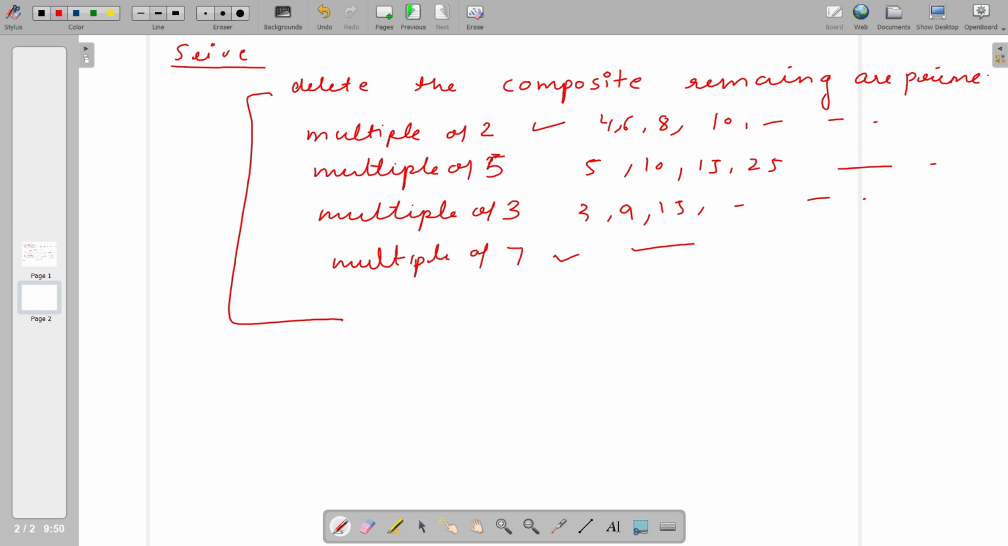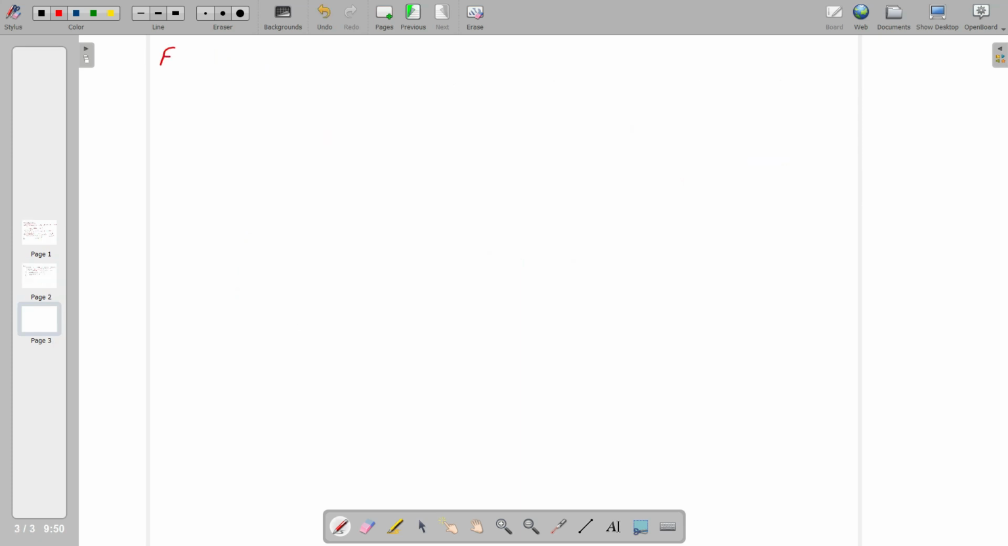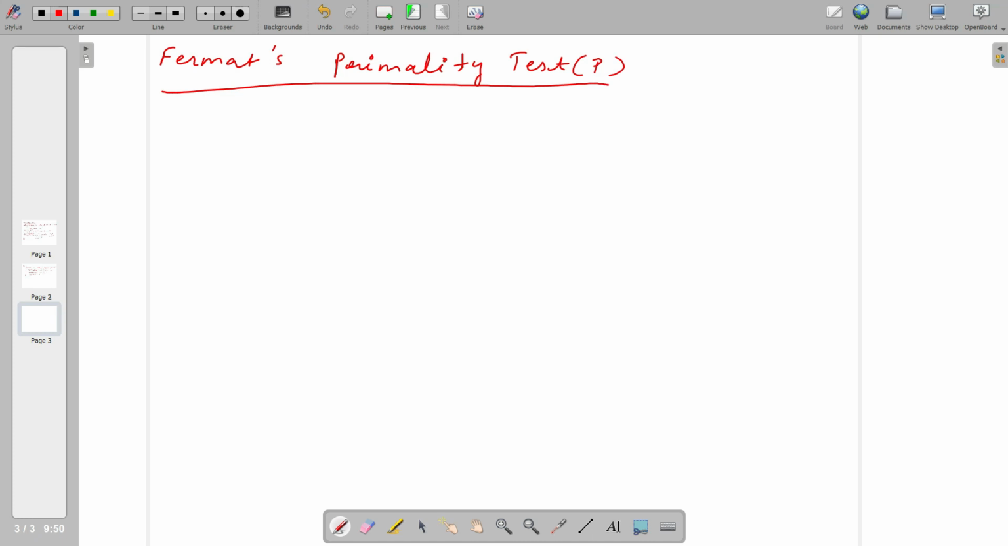Then we have some tests. The first one is Fermat's primality test, which is based on Fermat's little theorem, which we have already discussed. What does Fermat's primality test do? If a number is not a prime, then it will definitely tell us that it is a composite number. This is a definite test. But if a number is prime, then it can tell us that it is prime, or it may not. So it means it is going to give us pseudoprime numbers.